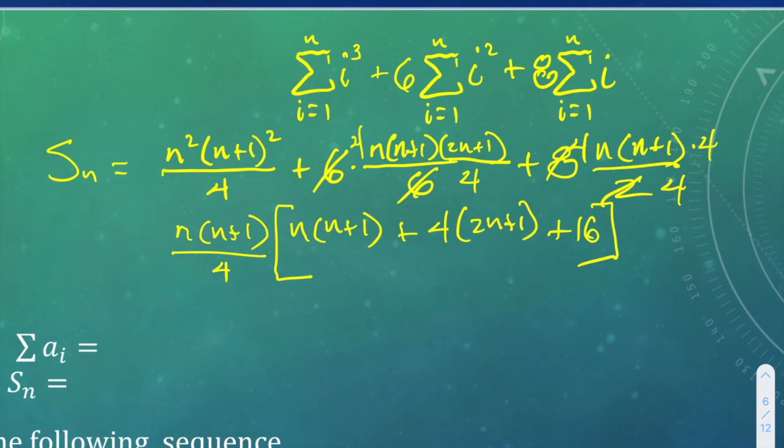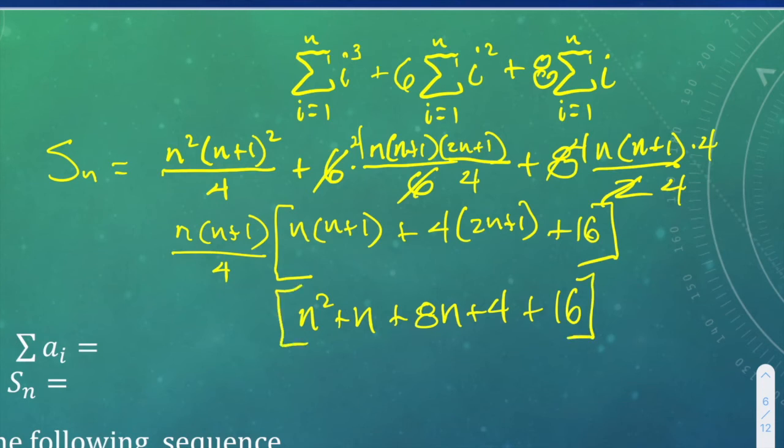And so now we just keep on working. This is going to be n squared plus n plus 8n plus 4 plus 16. And outside is n times n plus 1 divided by 4. And continuing, n squared plus n plus 8n is 9n plus 4 plus 16 is 20.